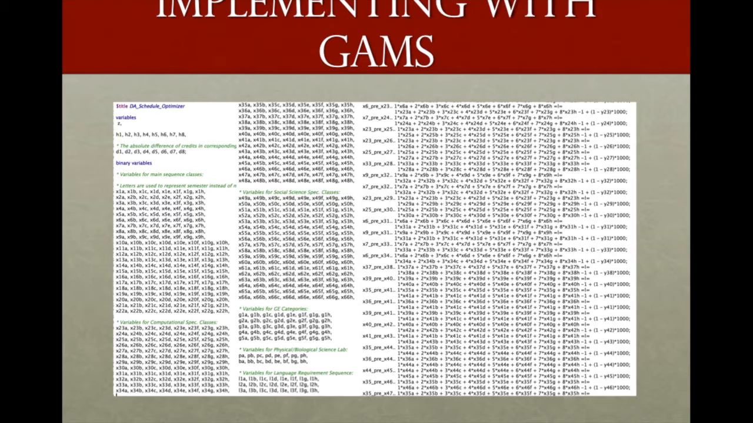Here's a snippet of some of the GAMS code. As you can see, there are hundreds of variables involved, 8 for each class, and some other auxiliary variables, and hundreds of constraints as well. I actually wrote a script to make the GAMS file because I was afraid I would get carpal tunnel syndrome typing it manually, so that was much easier.